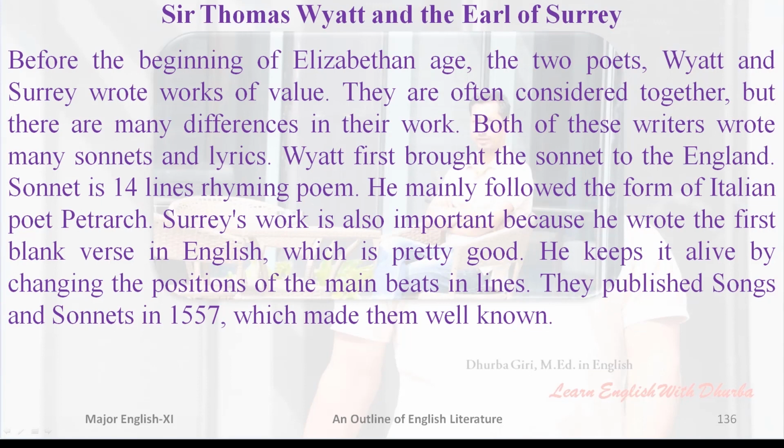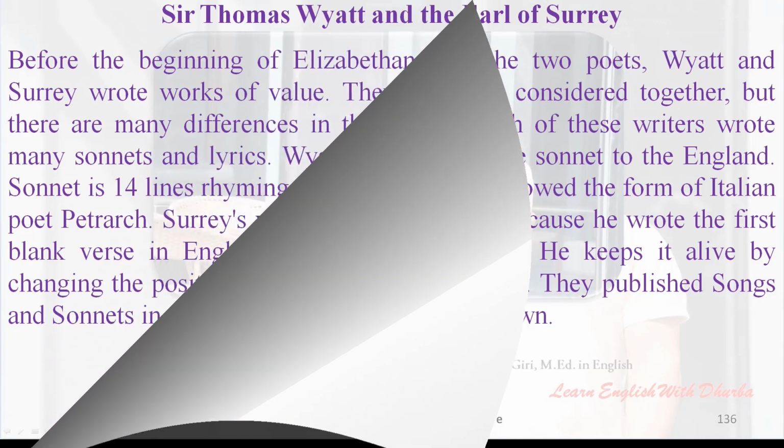A sonnet is a 14-line rhyming poem. He mainly followed the form of the Italian poet Petrarch. Surrey's work is also important because he wrote the first blank verse in English. He kept it alive by changing the positions of the main beats in lines. They published Songs and Sonnets in 1557, which made them well known.